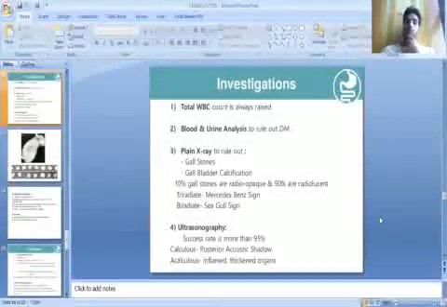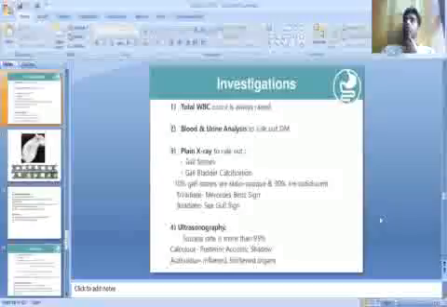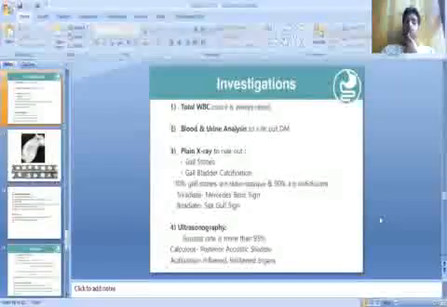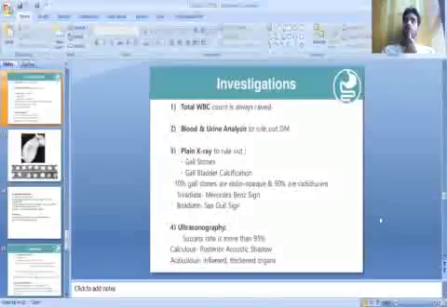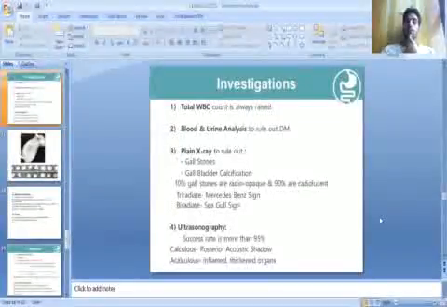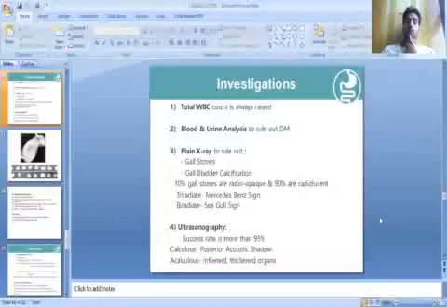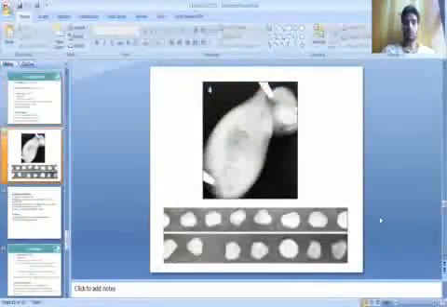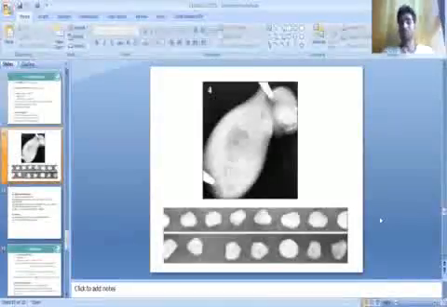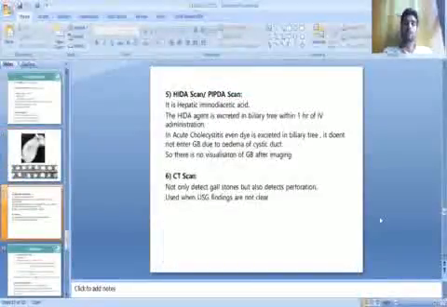Investigations: total WBC count, blood and urine analysis to rule out DM, plain X-ray to rule out gallstone and gallbladder calcification, ultrasonography, which has a high success rate. This is the image. HIDA scan, peptide scan, and CT scan.